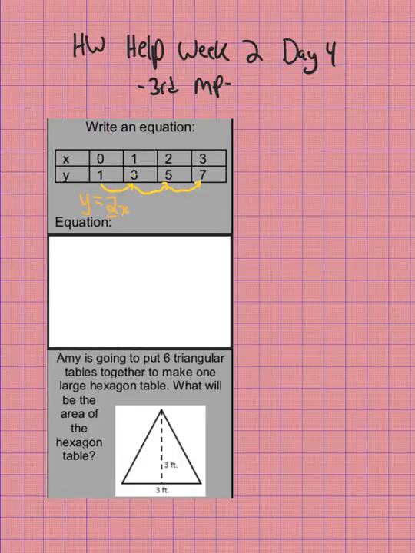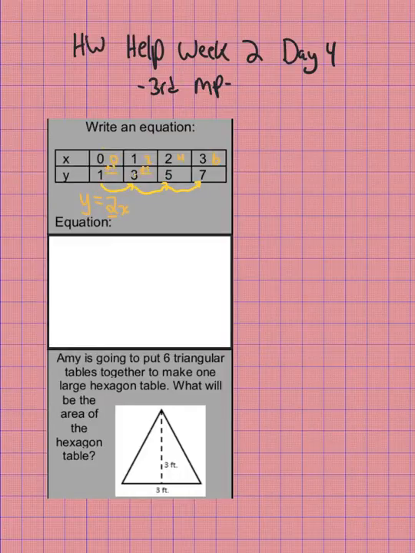So what I'm going to do is I'm going to multiply each x by 2. And then I have to figure out how to get to y. So 0 times 2 is 0. 1 times 2 is 2. 2 times 2 is 4. 3 times 2 is 6. But then, how do I go to the y from that number? So, if you notice, I know I have to add 1 to get to 1.